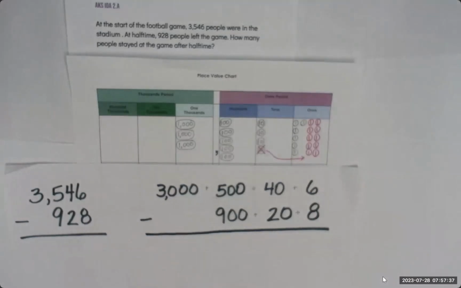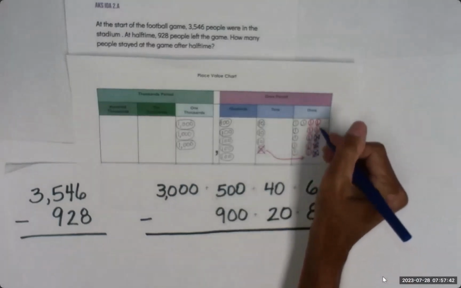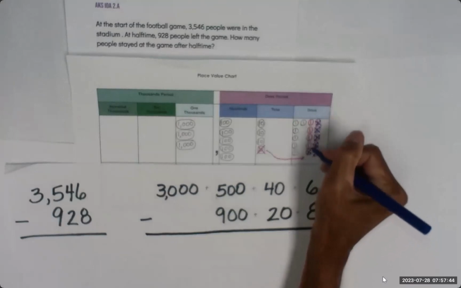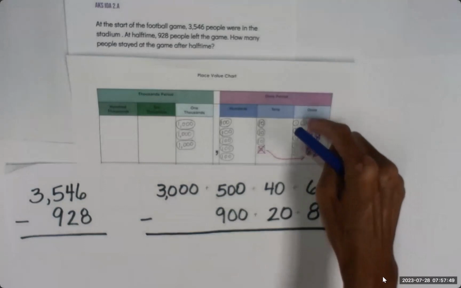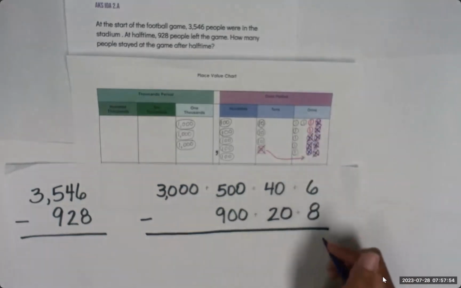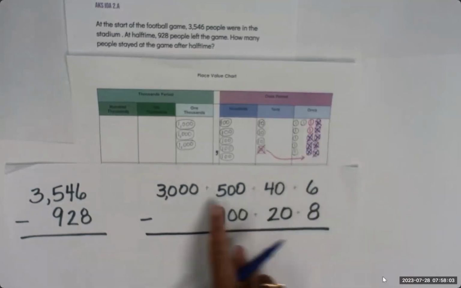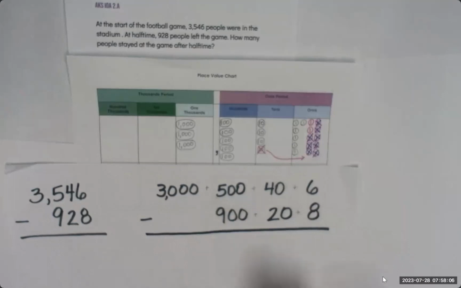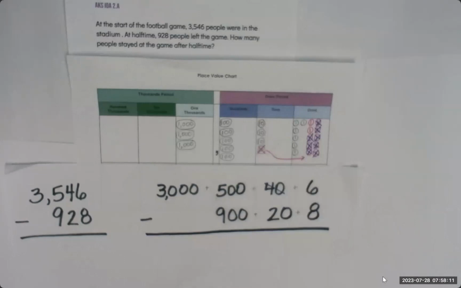So let's subtract those. 1, 2, 3, 4, 5, 6, 7, 8. All right, and we can see that there are 1, 2, 3, 4, 5, 6, 7, 8 ones remaining. So I'm going to write 8 here, but before I do that, I'm going to show that same subtraction right in this expanded area. Okay, so I'm going to regroup a 10, just like I did here.